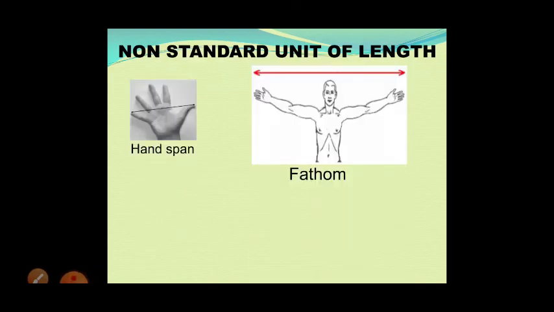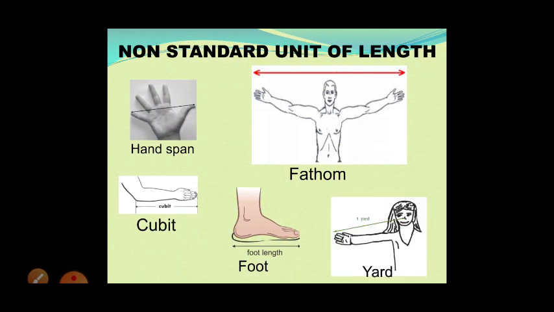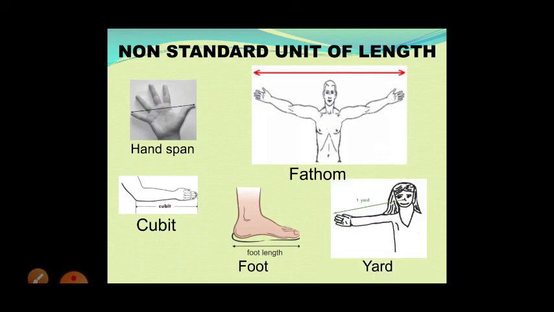Now let's see the measurement of length. Distance is nothing but measurement of length. First, non-standard units. Long before, people used to use their body parts as measuring units. They would take handspan, fathom, cubit, foot, and yard. They used all these to measure the length of different things.